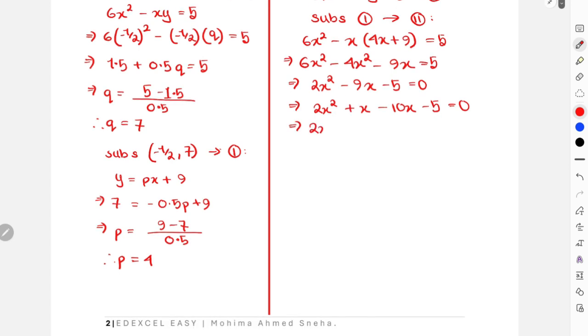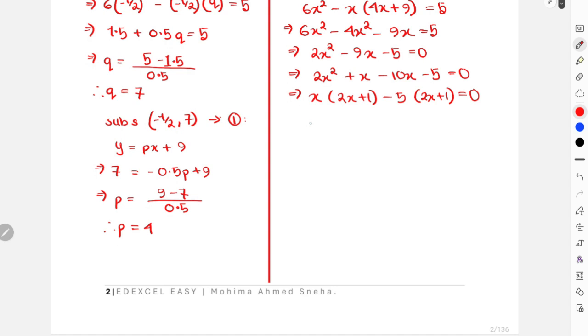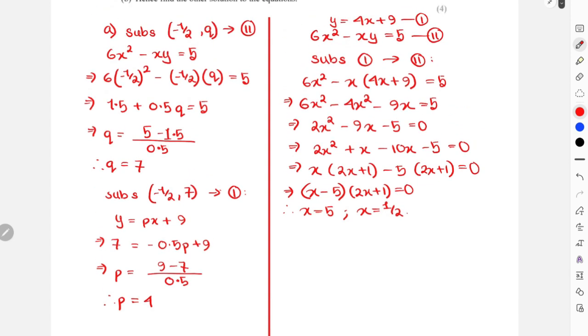And eventually you get, you cannot take common 2x over here, so x(2x + 1) minus, I can take 5 common, so again (2x + 1), this entire thing equals 0. So you have (x − 5)(2x + 1) = 0, and eventually the value for x is 5 and the value for x is negative half, right? These are the solutions for the values for x.